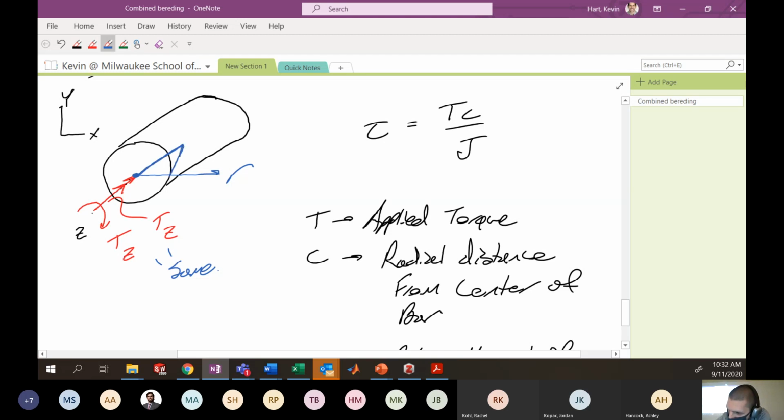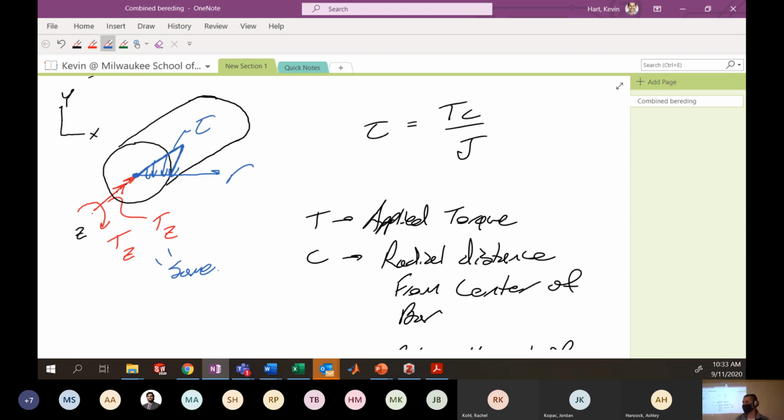Okay. So it's a linear distribution, 0 at the center, maximum at the edge, and looking something like this. Okay, so this is my shear stress tau, specifically from torsion. Okay, hopefully this has been reviewed.